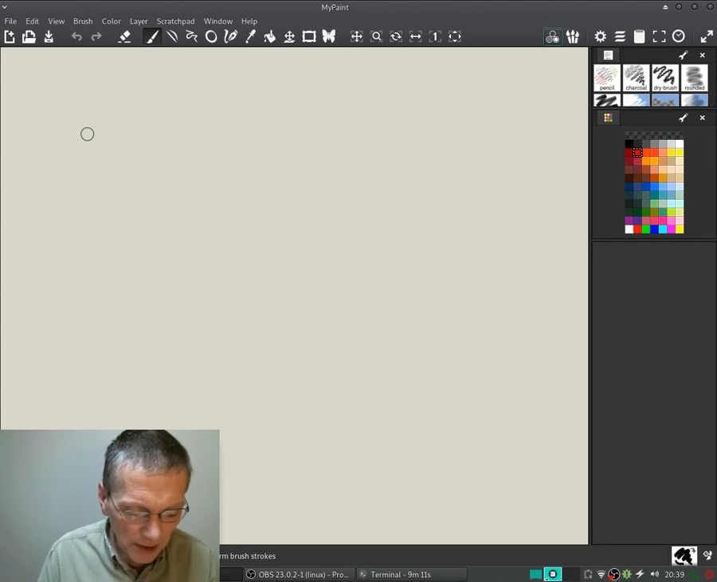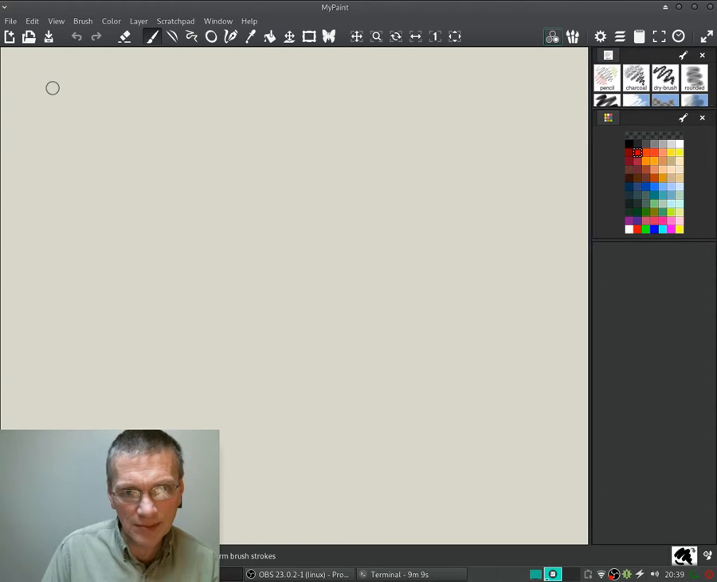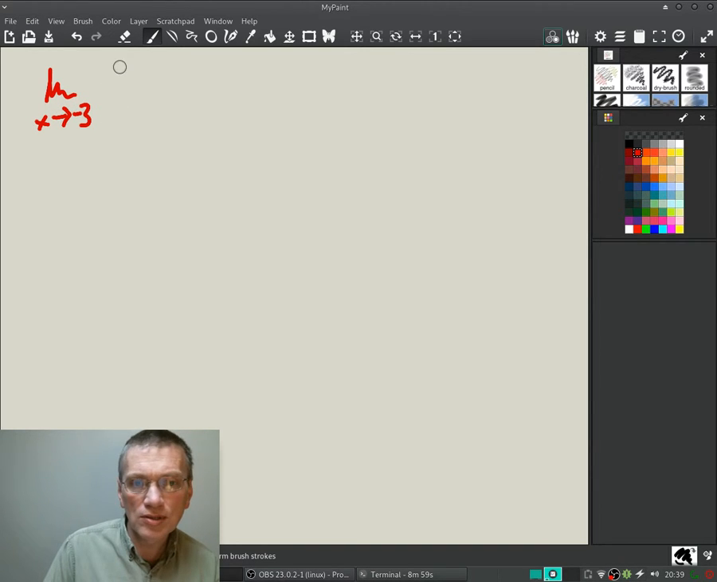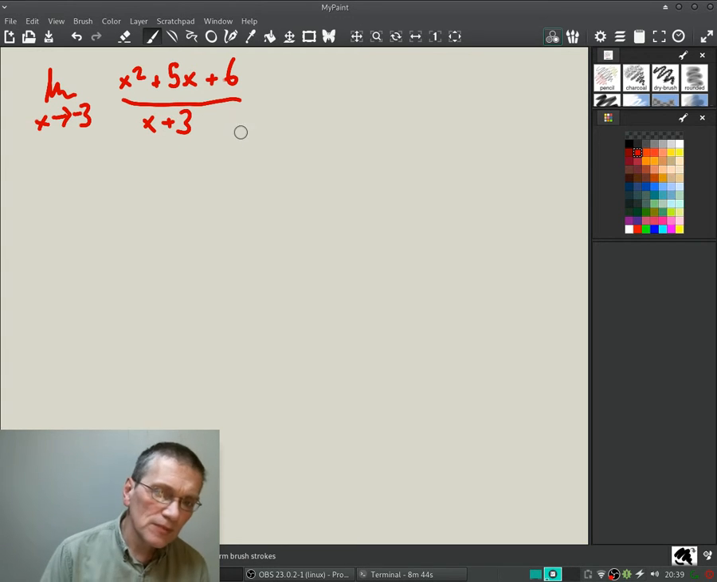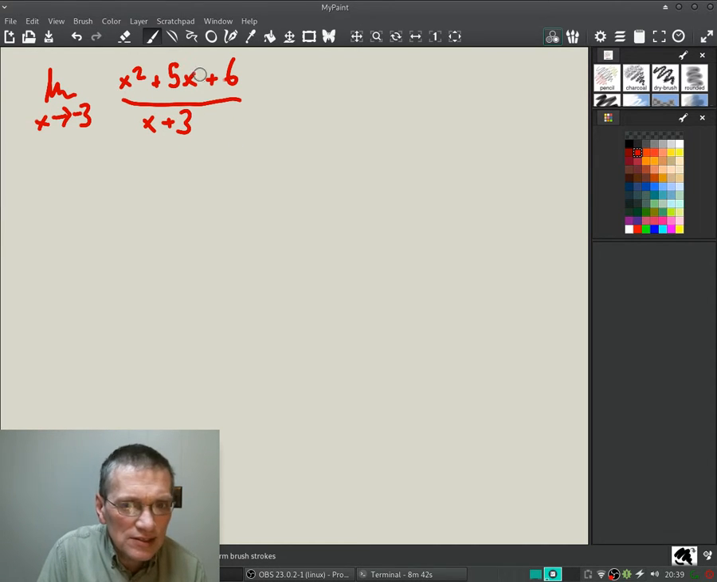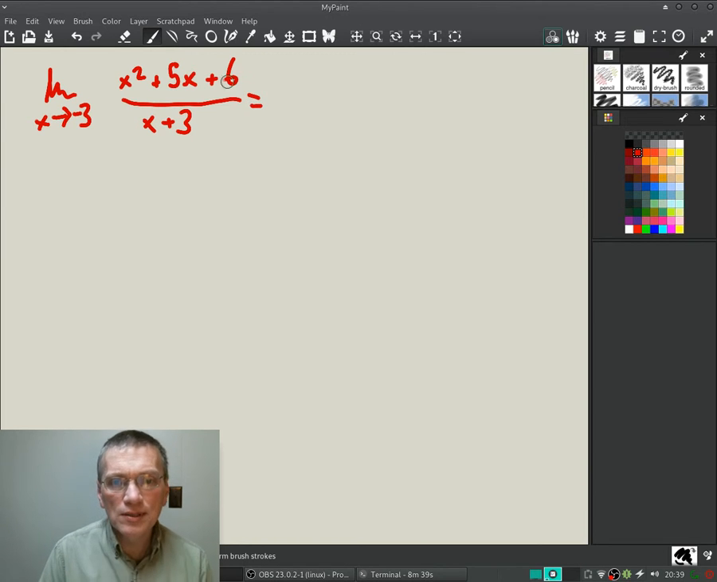First, I want to work a simple problem in limits. Let's say we want to know the limit as x goes to minus 3 of x squared plus 5x plus 6 over x plus 3. You can look at this and see that the bottom goes to 0.